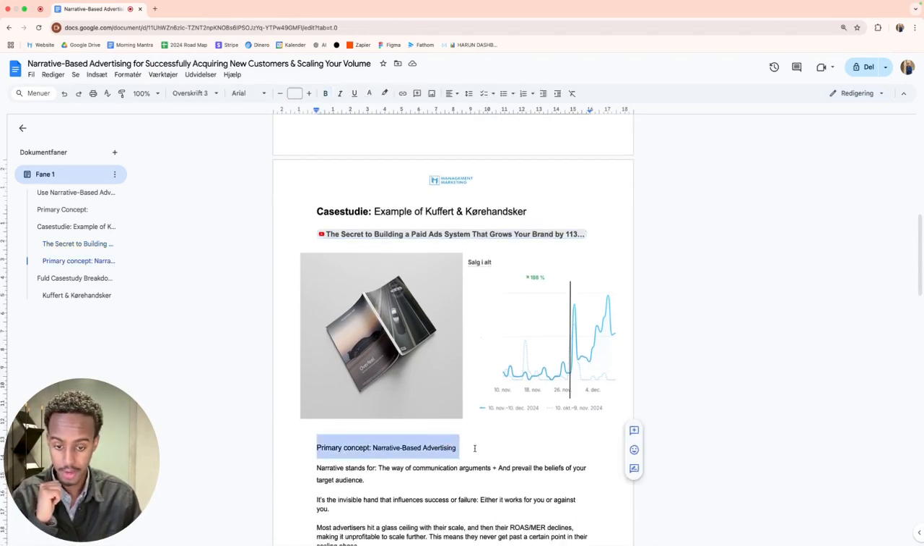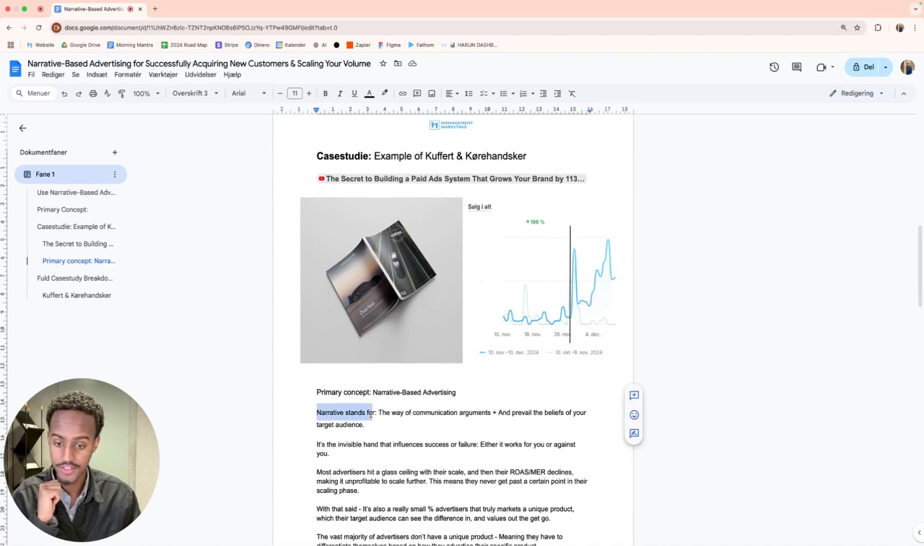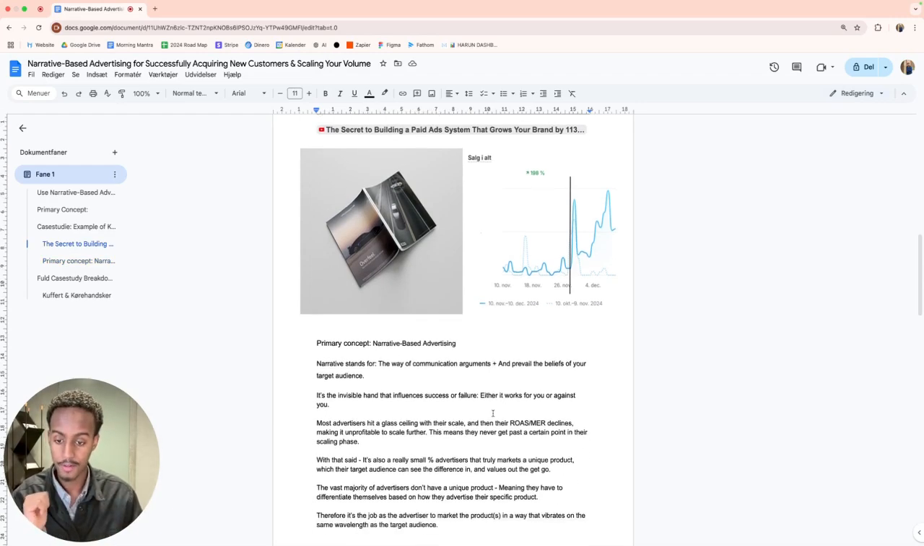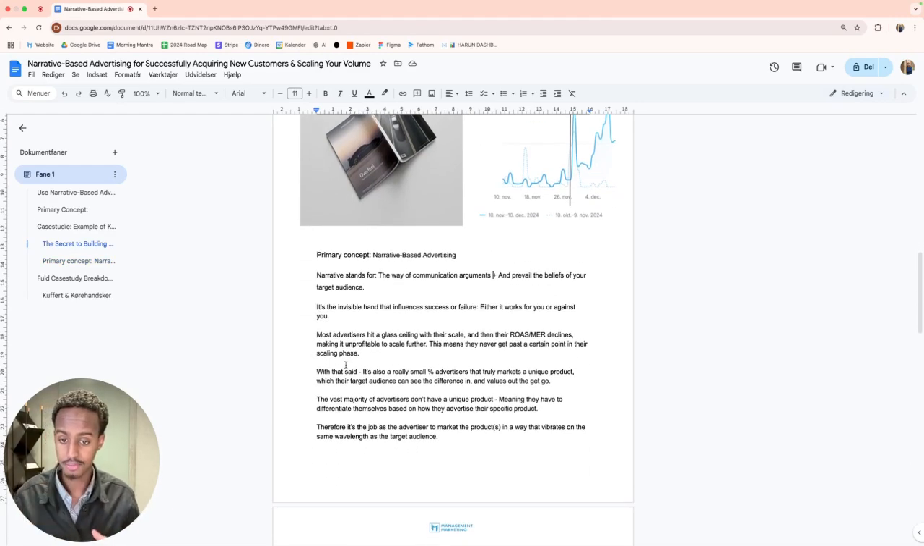Now, yet again, the primary concept: narrative-based advertising. Narrative stands for the way of communicating arguments and prevailing the beliefs that your target audience already have. It's essentially the invisible hand that influences success or failure. It either works for you or it works against you. Most advertisers hit a glass ceiling with their scale, where their marketing efficiency and ROAS start to decline, making it unprofitable for them to scale further.